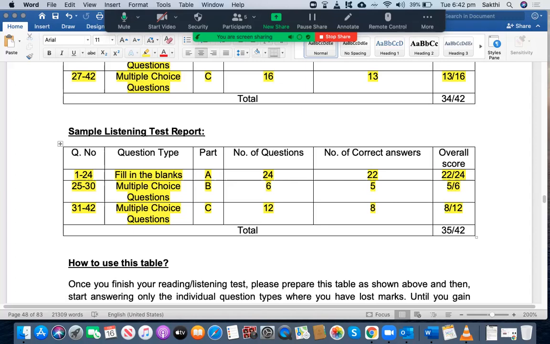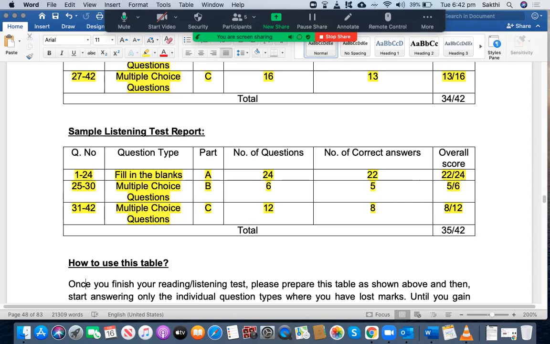So achieving 22 out of 24 in part A of the listening section is going to help a lot. Even if you score maybe 6 out of 12 here, you can still get 33 out of 42, which is still good. Even if you get just half of the questions correctly, you should be all right.